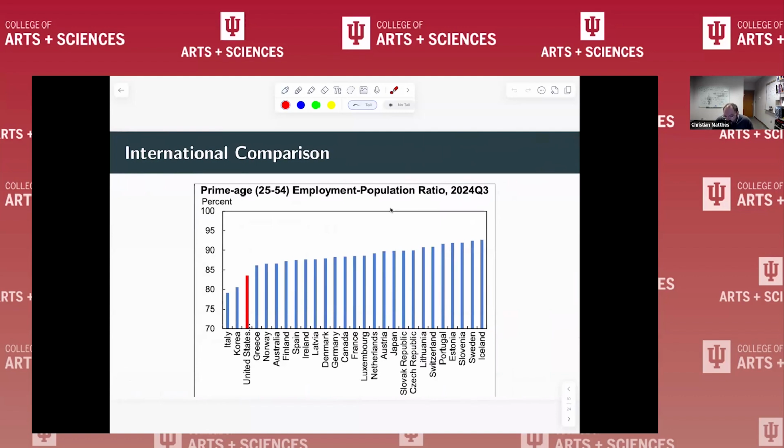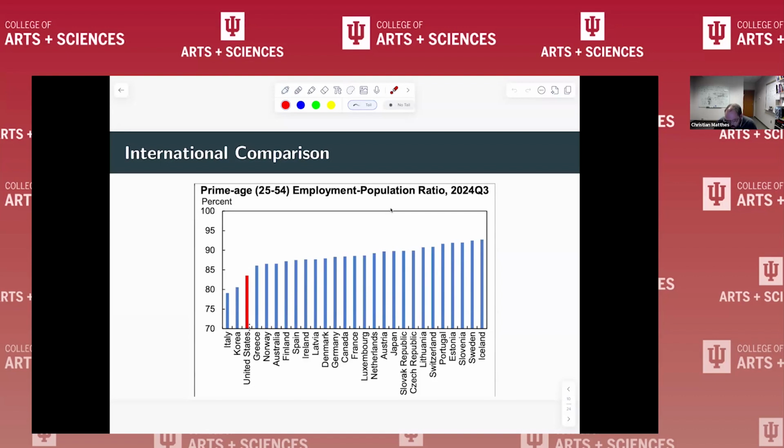Now, I want to go back to thinking about the labor force. How many people are in the labor force? This is going to be my last slide on the labor market. And here I want to show you an international comparison. This is related, but not exactly the same as the labor force participation series that I showed you earlier.